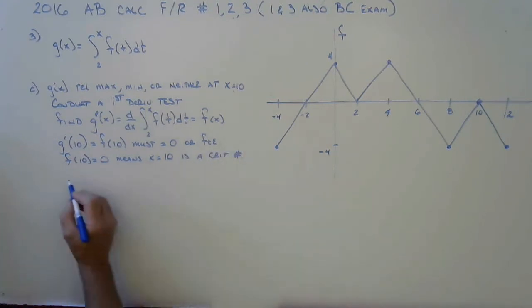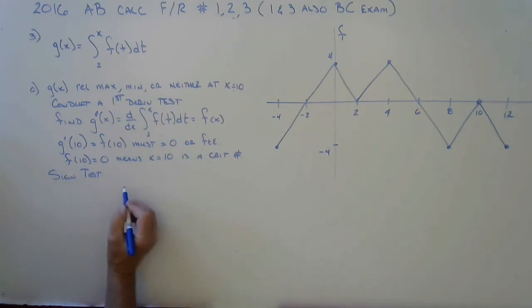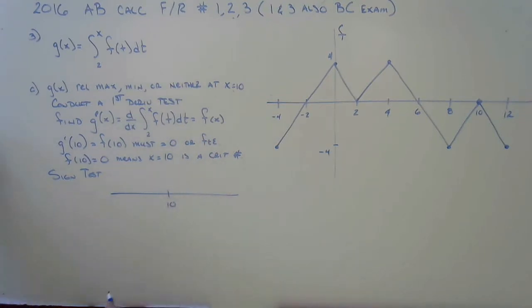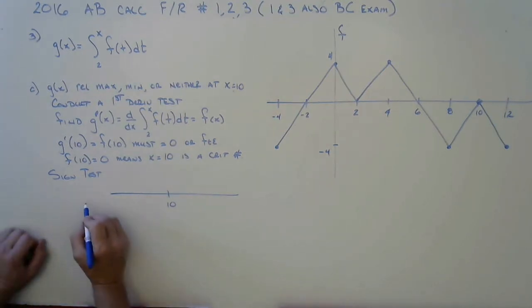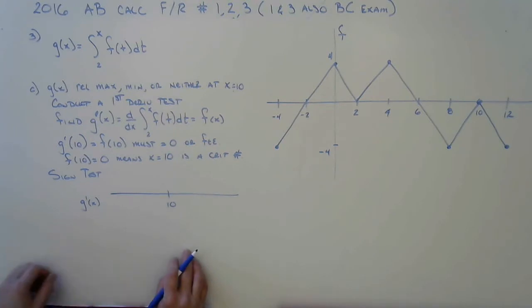All right, so now we're going to do the sign test. Now, how are we going to do the sign test? Well, we're going to put 10 here, because 10 is the only critical number we want to know about. And we have to figure out what g prime is, right? If g prime goes from positive to negative, increasing to decreasing, this would be a max. If it goes from negative to positive, decreasing to increasing, this would be a min. If it doesn't change sign, it's neither.